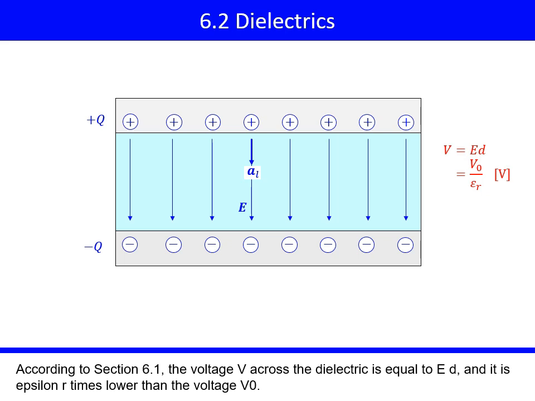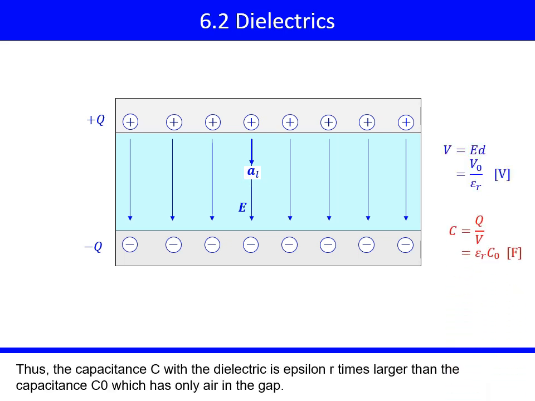According to section 6.1, the voltage V across the dielectric is equal to Ed, and it is epsilon R times lower than the voltage V0. Thus, the capacitance C with the dielectric is epsilon R times larger than the capacitance C0, which has only air in the gap.